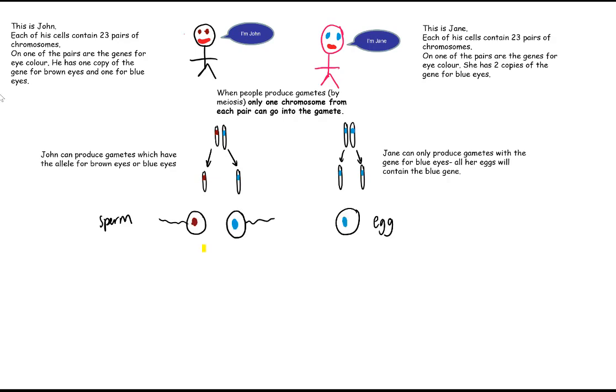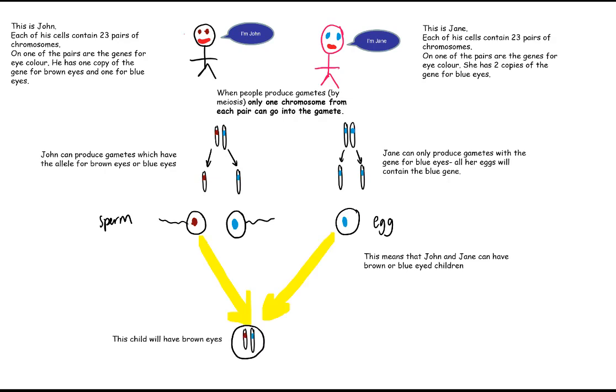So this is what we got. John's sperm can either contain the gene for brown eyes or the gene for blue eyes. Jane's eggs can only contain the blue-eyed gene. Now this means that John and Jane can have brown or blue-eyed children. And here's how. If this sperm fertilizes this egg, that child will have brown eyes. And that's because they have a copy of the brown-eyed gene, which is dominant. Or this child can have blue eyes because this sperm will fertilize this egg. So they end up with 2 copies of the blue-eyed gene.